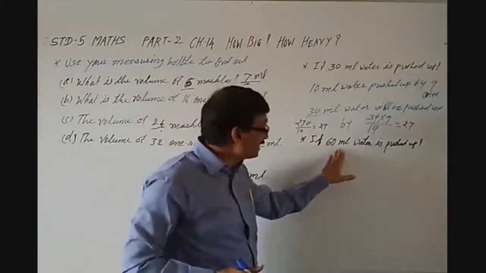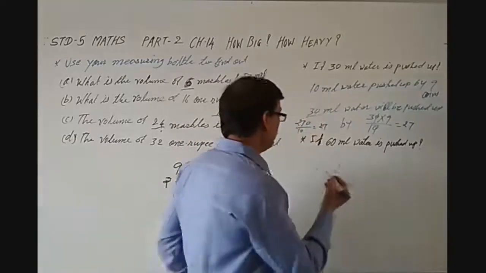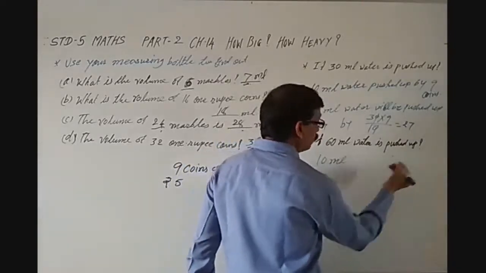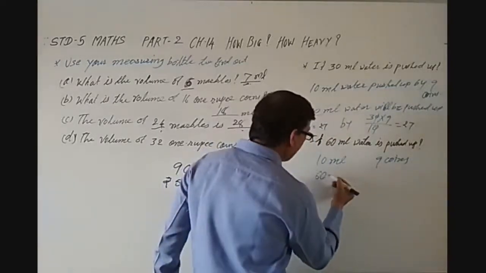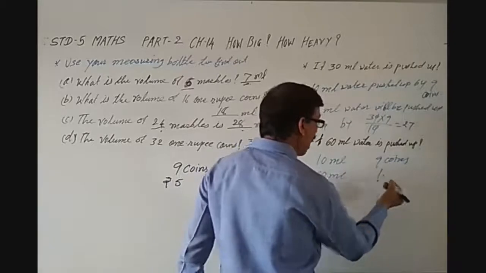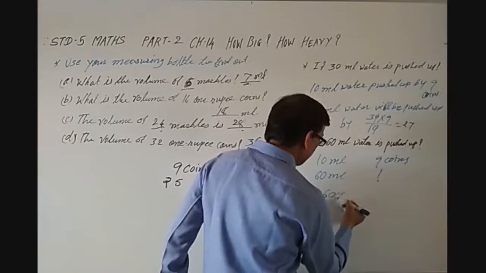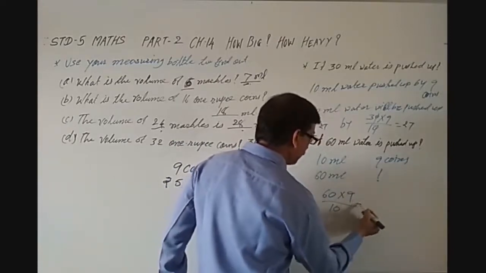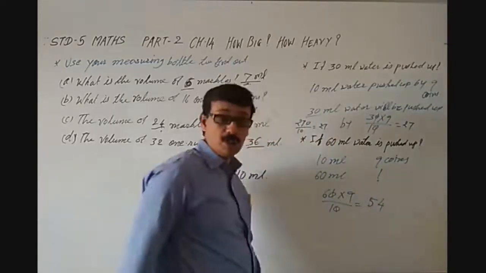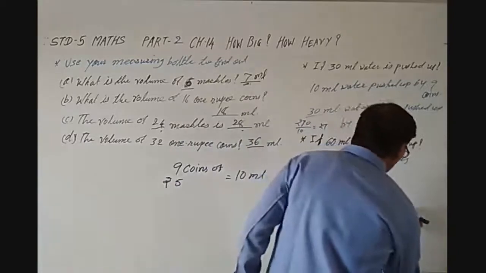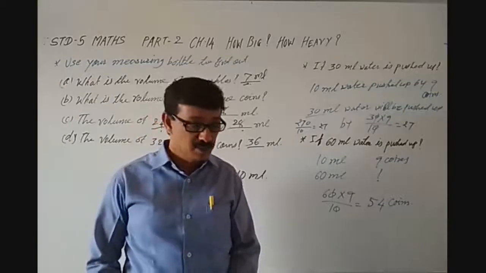Same way, if 60 ml water is pushed up, let me tell, 10 ml water is pushed up by 9 coins. And if 60 ml of water is pushed up, by how many coins? Isn't it? So we have to go for multiplication. 60 multiplied by 9 divided by 10, cut the 0s, 6 9s are 54. So here the answer is 54 coins. So like that we can answer these questions.